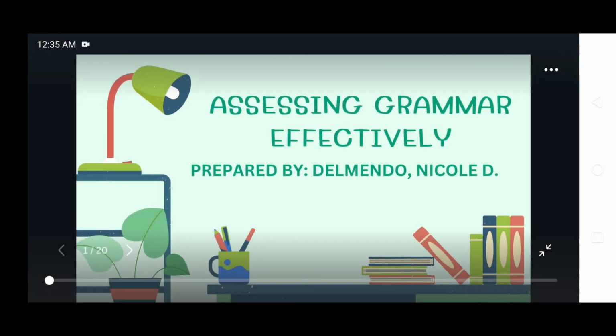Good day, everyone. What is the best way to deal with errors in students' papers? Should one mark every error or just a few? Which methods of marking are most efficient or most effective? Today, I am Nicole Del Mendo, discussing assessing grammar effectively.